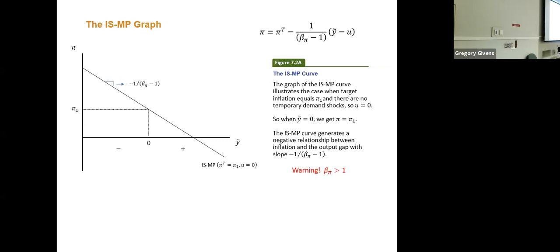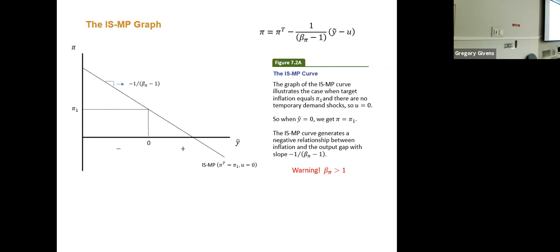The real interest rate is i minus pi. So if the nominal rate goes up by 2% and inflation goes up by 1%, what's happening to the real interest rate? Does it go up or down? It's got to go up. If the nominal interest rate rises more than the increase in inflation, the real interest rate goes up, right?